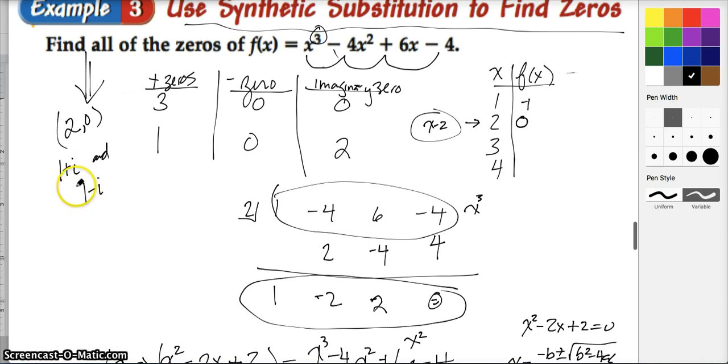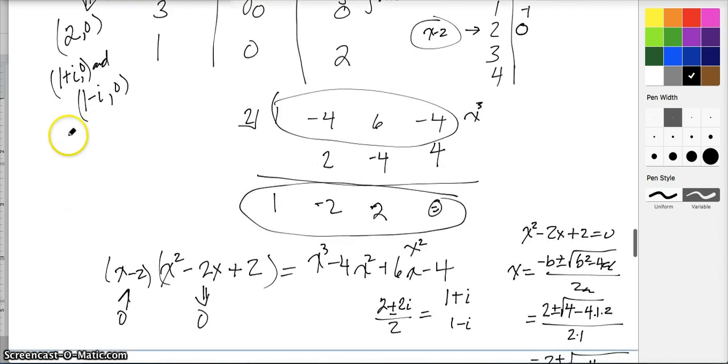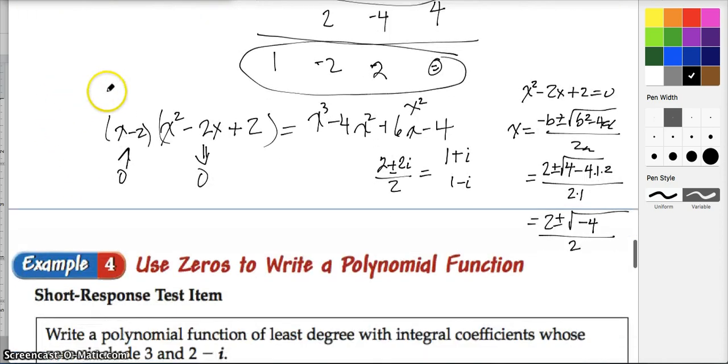Now, would I write that as an ordered pair? Kind of a weird thing. I don't think I ever thought about that, but I guess we could to say that they're zeros, but they're imaginary, so it doesn't actually cross there, you know?